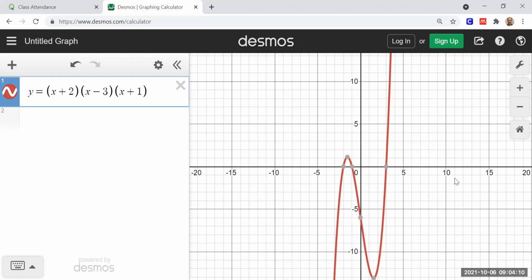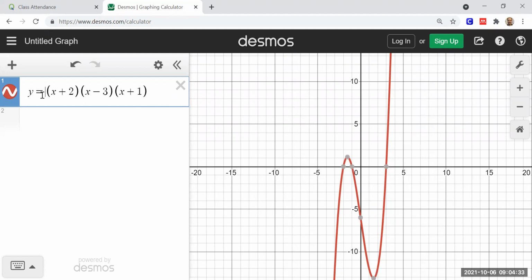I have a factor at x plus 2, which gives me an x-intercept at -2. I have a factor at x minus 3, which gives me an x-intercept of positive 3. And I have a factor at x plus 1, which gives me an x-intercept at -1.